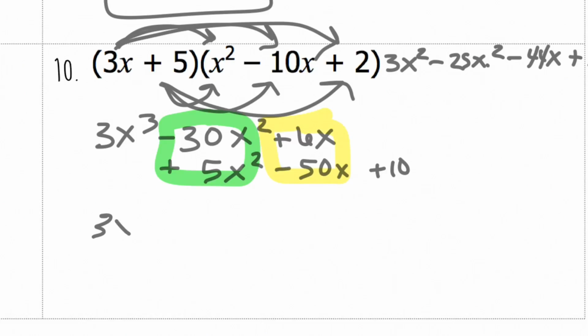So I have 3x cubed. If I have negative 30 and I'm adding 5, that leaves me with negative 25x squared. If I have positive 6 but I have negative 50, that's a negative 44x. And then I bring down my plus 10. And we're done with this problem.